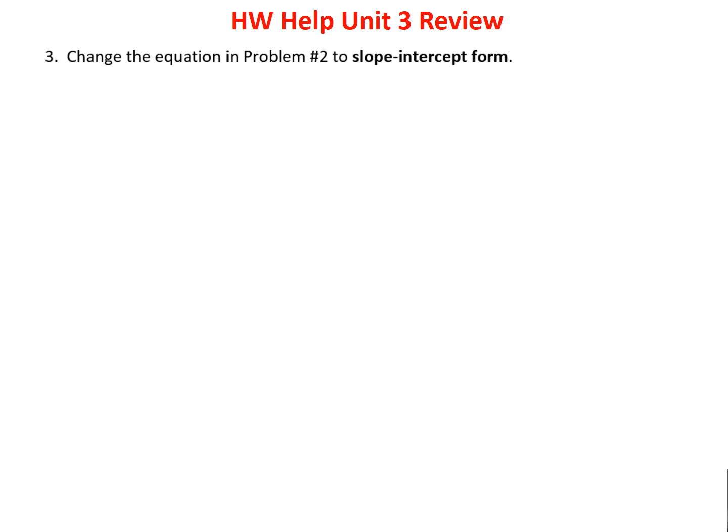Problem 3 asks us to change the equation in problem 2 to the slope-intercept form. Remember, we ended problem 2 with an equation that looked like this: y plus 11 equals minus 5 times x plus 7. And we want to get it in the slope-intercept form, which looks like this: y equals mx plus b. So the key thing is we want to solve this so that y is by itself, and we have one x term over here.